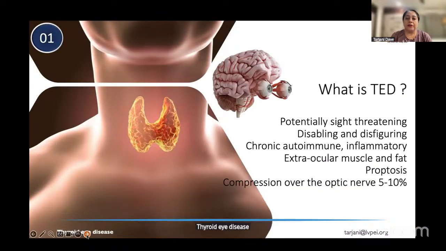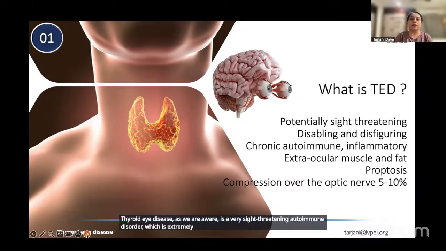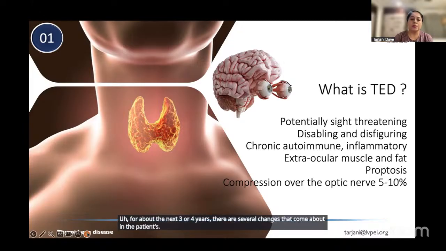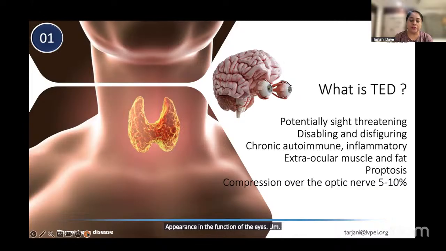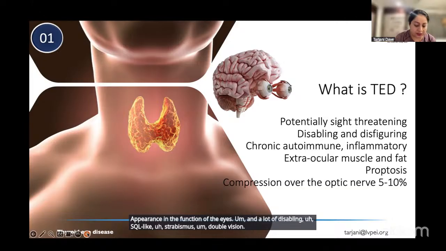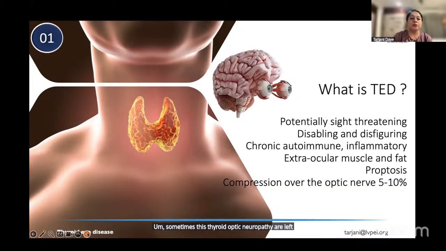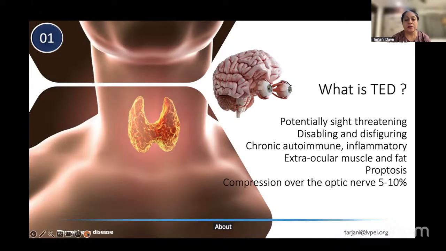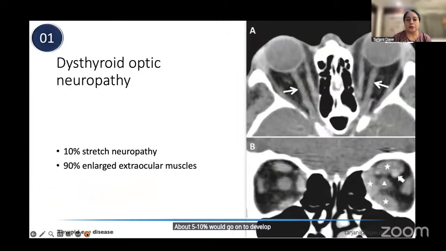Thyroid eye disease, as we are aware, is a very sight-threatening autoimmune disorder, which is extremely disabling, disfiguring, and affects the quality of life of the individual, especially since it has a very long temporal course. And once the disease starts, for about the next 3 or 4 years, there are several changes that come about in the patient's appearance, in the function of the eyes, and a lot of disabling sequelae like strabismus, double vision, sometimes dysthyroid optic neuropathy are left behind. If you were to look at the entire proportion of patients who develop thyroid eye disease, about 5 to 10% would go on to develop dysthyroid optic neuropathy.